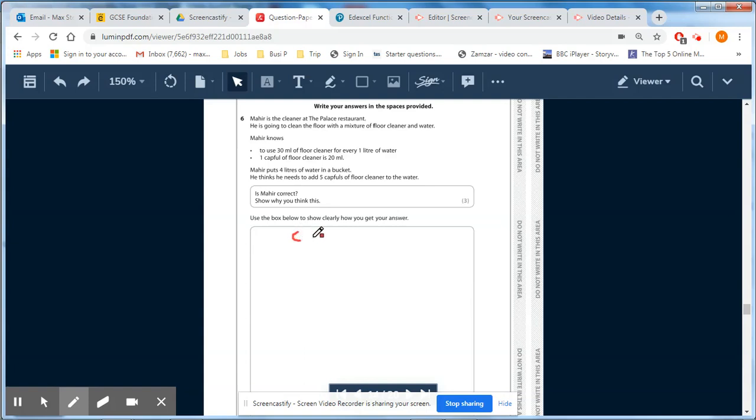So we're going to start off by saying we've got our cleaner, which I'm going to use as a C, and I've got my water. And he needs 30 ml for every 1 litre, so an L there as well. He's then going to use 4 litres.